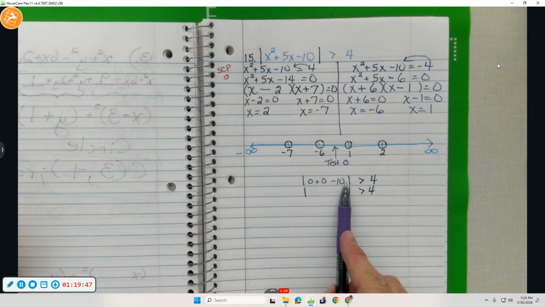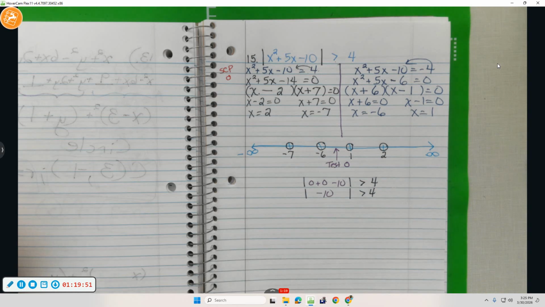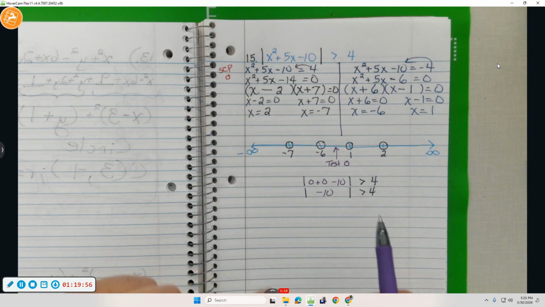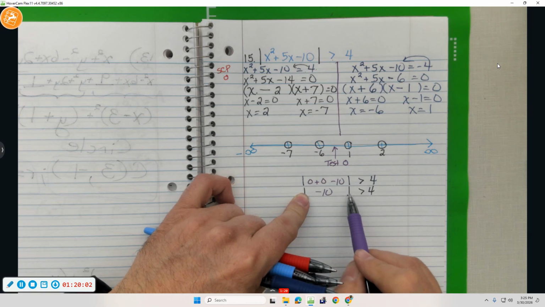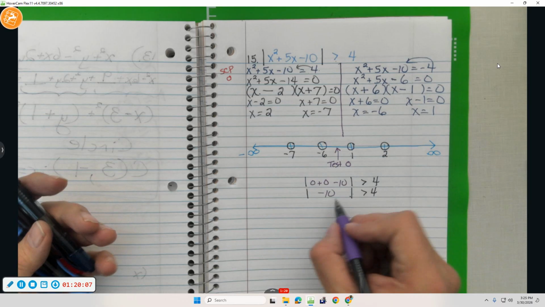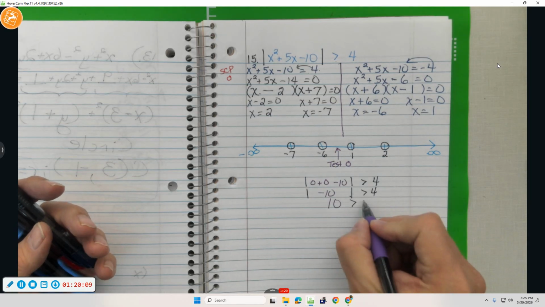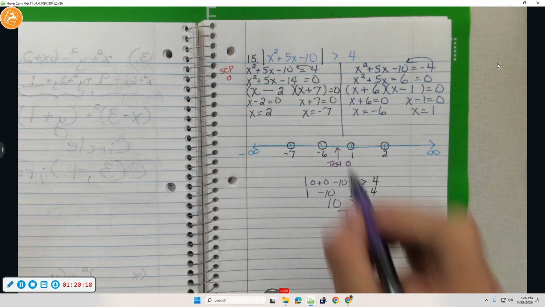Inside the absolute value bars, we just have what? A negative 10. True or false? You've got to take the absolute value. People will say false, but they're forgetting to take the absolute value. What's the absolute value of negative 10? Positive 10. So here's what we're using to decide between true and false: positive 10 is greater than 4. True.